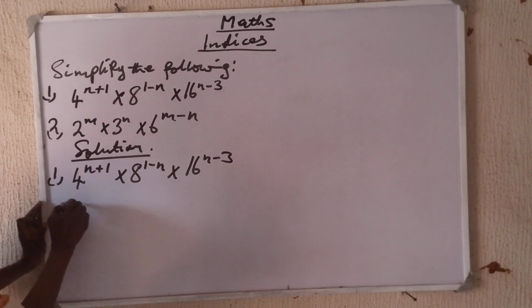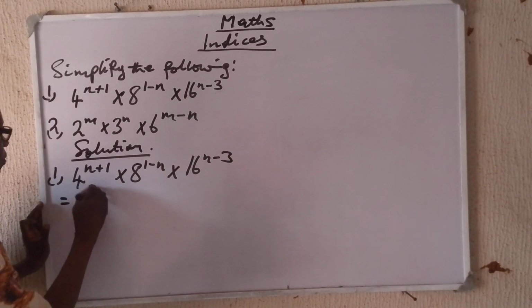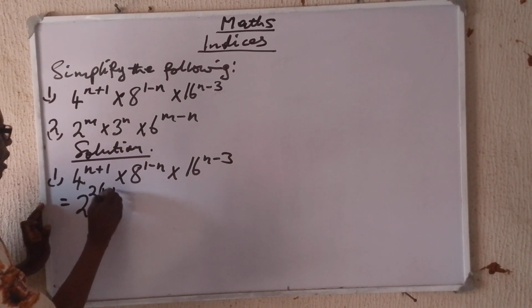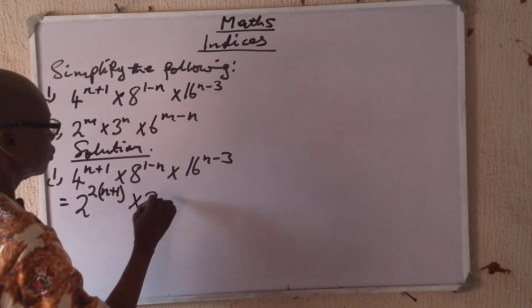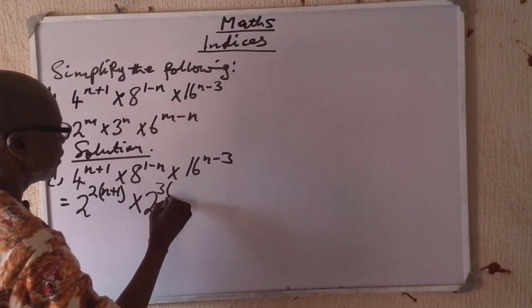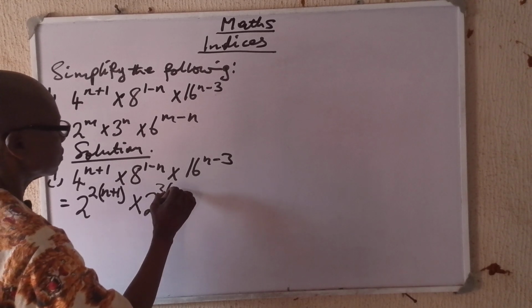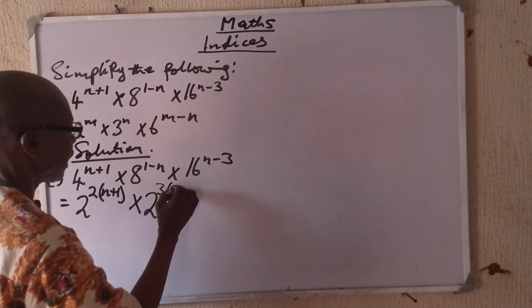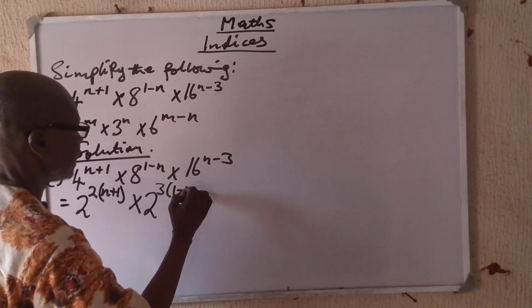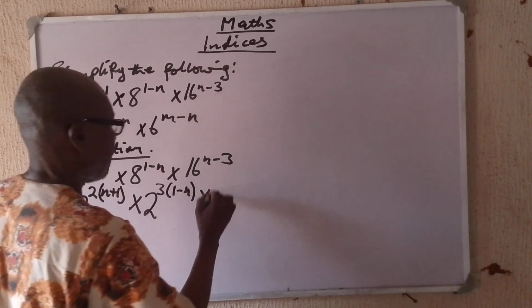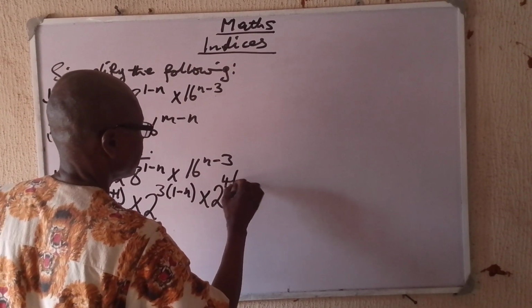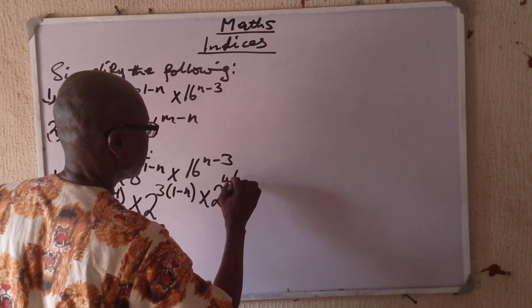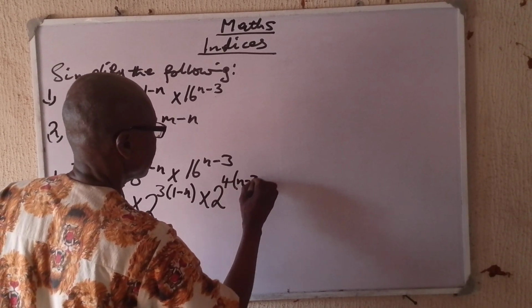We know that 4 is the same thing as 2 squared, so we have 2 raised to power 2 bracket n plus 1, multiplied by 2 raised to power 3 bracket 1 minus n, multiplied by 2 raised to power 4 into n minus 3.